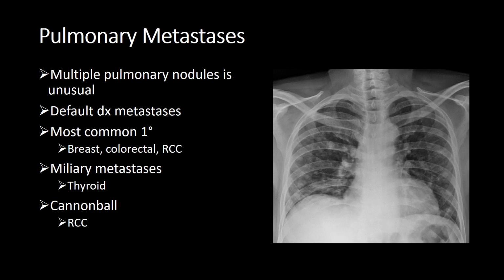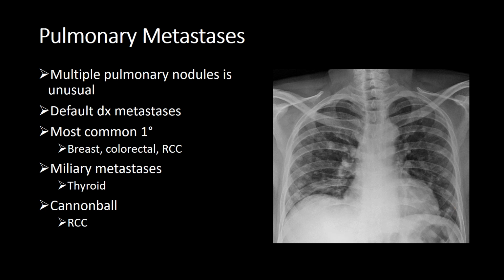So multiple pulmonary nodules is unusual. So the default diagnosis is going to be mets. So the big common ones are breast, colorectal and renal cell carcinoma. And usually they tend to be well circumscribed, rounded lesions, and they're usually on the periphery of the lung of varying size. All around here, just everywhere really.